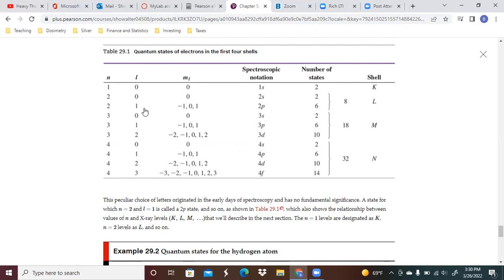You can also see the values of l. I think I said that should go up to n minus 1. Yes, that's right. m can go from minus l up to l with integer values only. You can see that here, and you can see the number of states that go along with that.